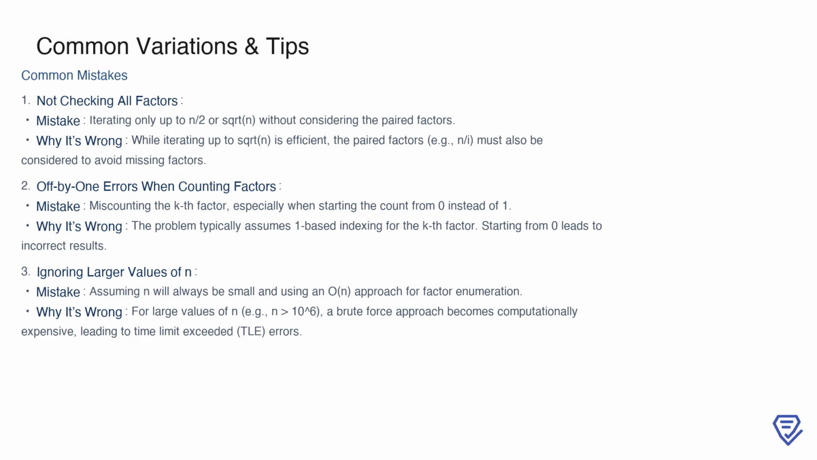Finally, ignoring larger values of n is a critical error. If you assume n is small and use an O(n) approach, it will work for small inputs, but for larger values, such as n greater than 10 to the power of 6, the brute force method becomes too slow and can result in time limit exceeded errors. These are all important issues to avoid in your implementation.